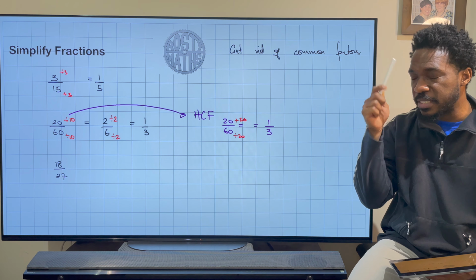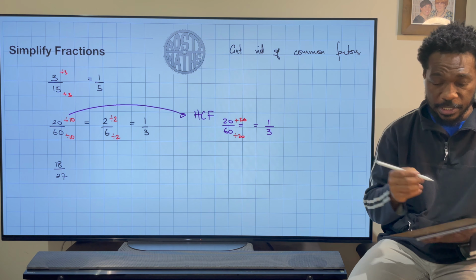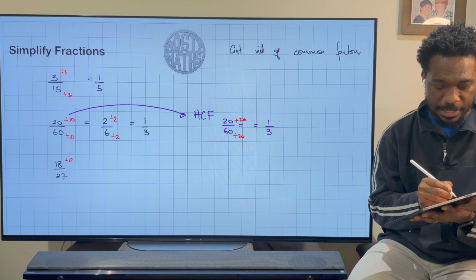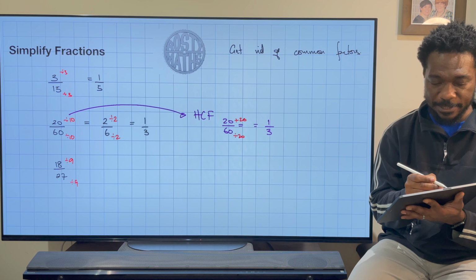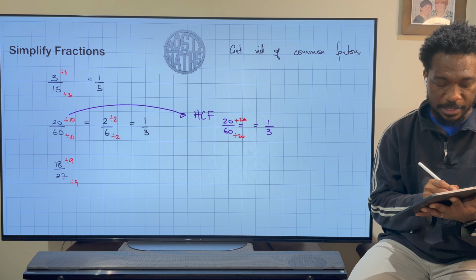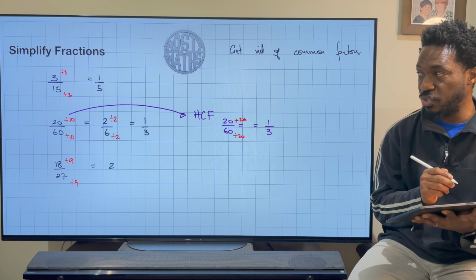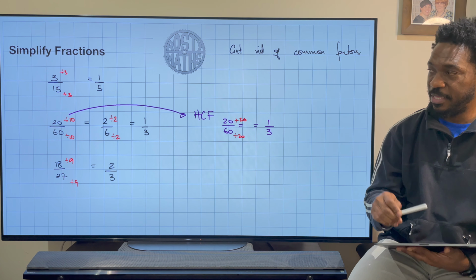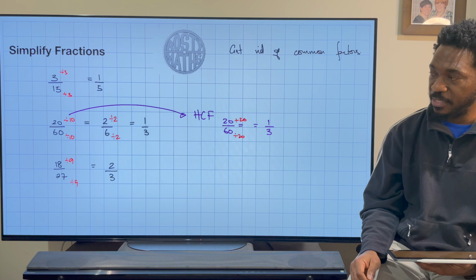Go through that process in your head. Make sure that you know it. So I'm going to now divide them both by 9, my highest common factor. When I divide by 9, 18 divided by 9 is 2, and 27 divided by 9 is 3. And this is finished. So there you go.